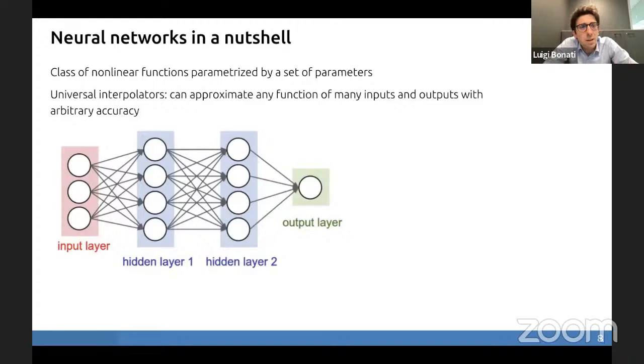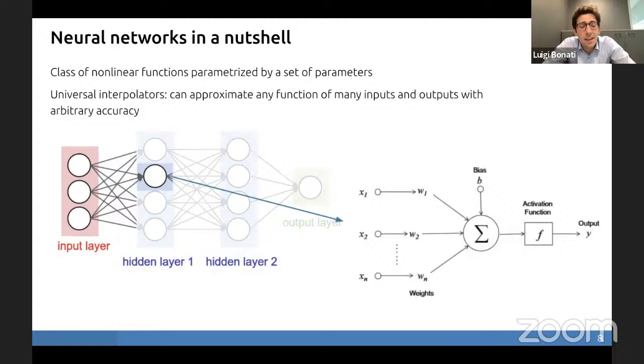I'm pretty sure most of you are familiar with neural networks, or at least have seen them somewhere. Still, I'll just say a few words. So what are neural networks? Neural networks are a class of nonlinear functions which are parameterized by a set of parameters. As I was saying, they can approximate, at least in principle, any function of many inputs and outputs. And the action of the network can be understood as a composition of several layer-wise operations.